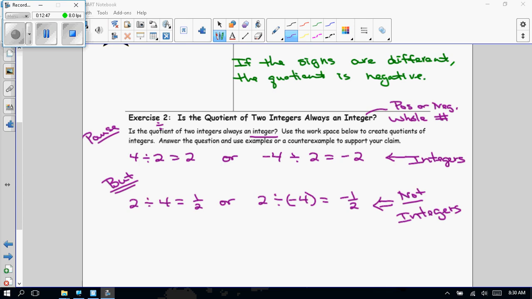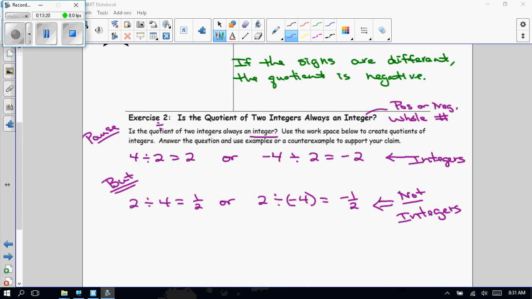So if I take 2 and divide by 4, I get 1/2. Or if I take 2 and divide by negative 4, I get negative 1/2. And based on the definition of integer, they're not integers because they're not whole numbers. Yes, they're positive and negative, but it's not a whole number. That's a fraction. Total different type of number to deal with, not called an integer. It's a number, just not called an integer. Okay, so there are my examples of it's possible, but it's also possible to not have an integer answer.